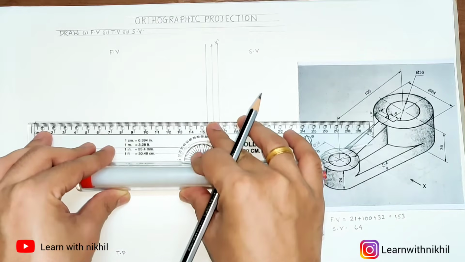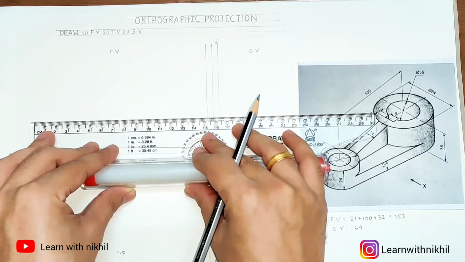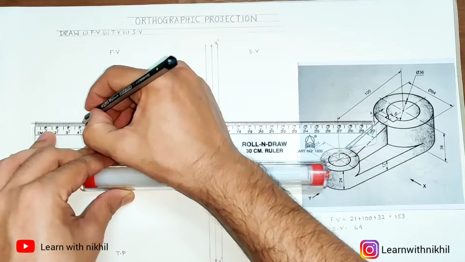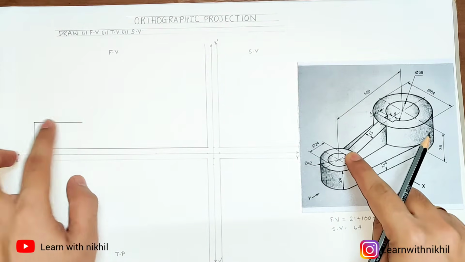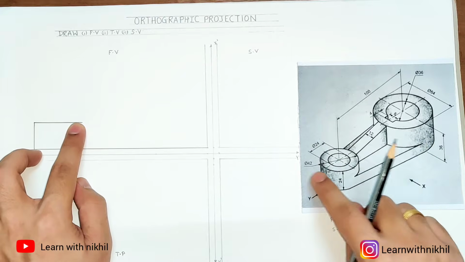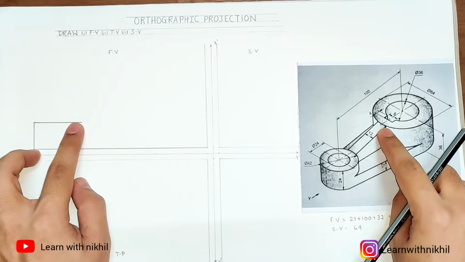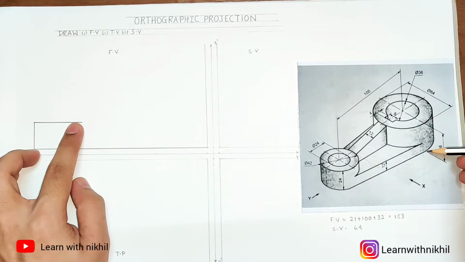Always take the parallel line properly, because later on if you don't take parallel lines properly, there will be a difference in the dimension. So this line drawn is 42 millimeter. Now there is a slant line. It will look slant from the front view. Now for drawing that, we will first draw this bigger circle.